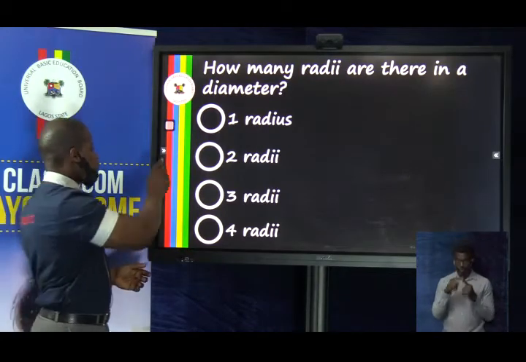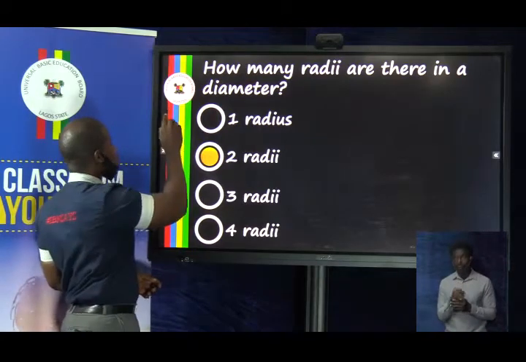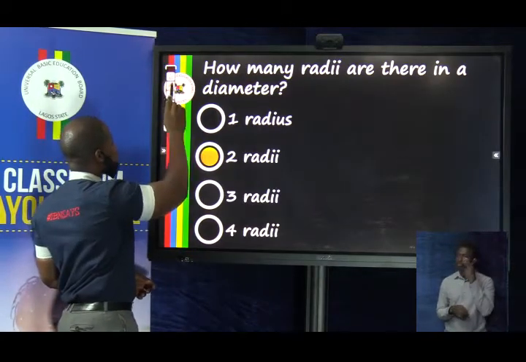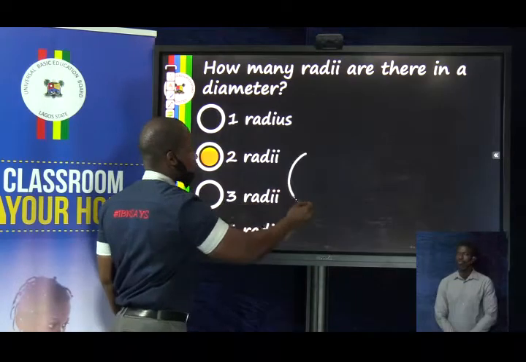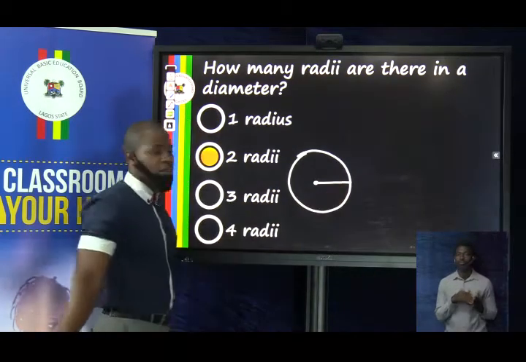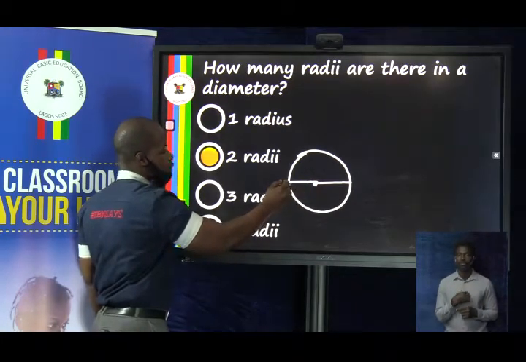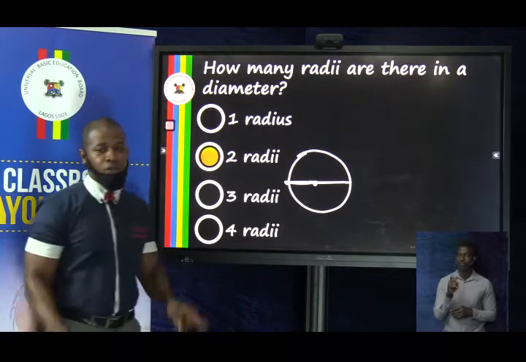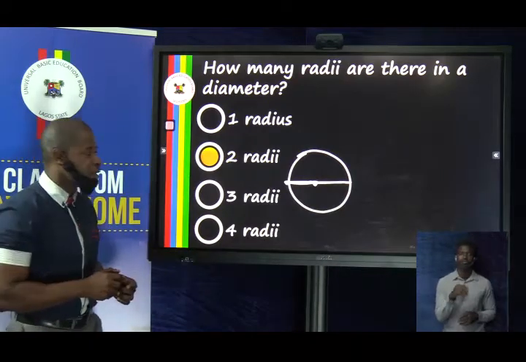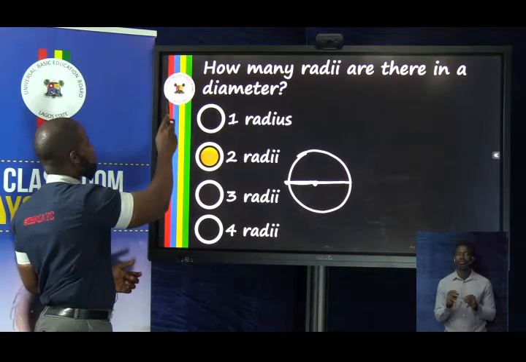Well, you know the answer to that already. It is 2 radii, and these are the 2 radii. If I draw a circle like this, then the distance from the center to the point on the circumference is a radius, and then to the other end is another radius, but from here to here is a diameter. So there are 2 radii in that diameter. All right, so moving on.